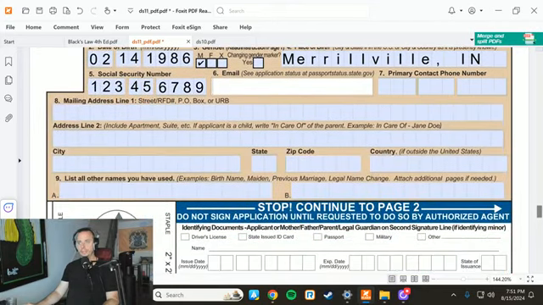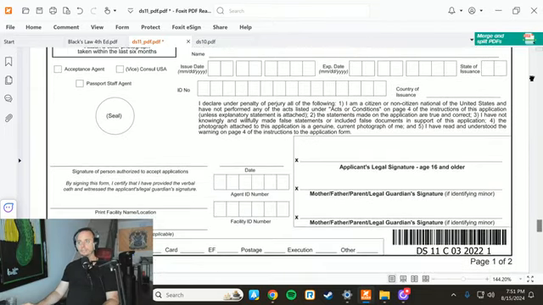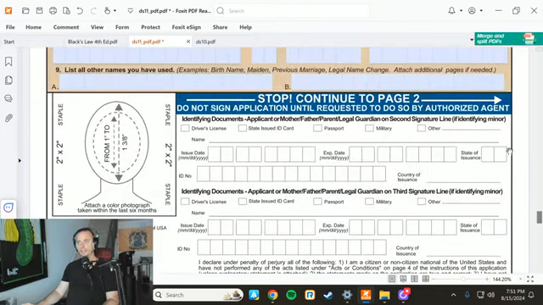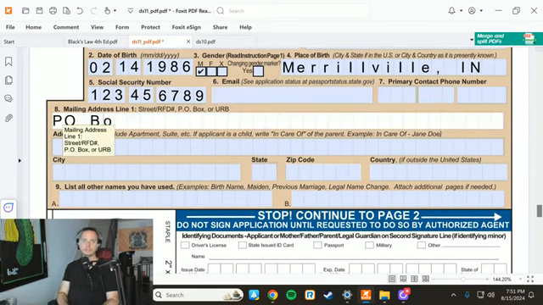The mailing address is not your domicile address. It's not the nationality address. Nationality address is down here on the second page. Okay, we're going to get into that in a second. So mailing address for me would be P.O. Box 1962, Glendale, California 91209.